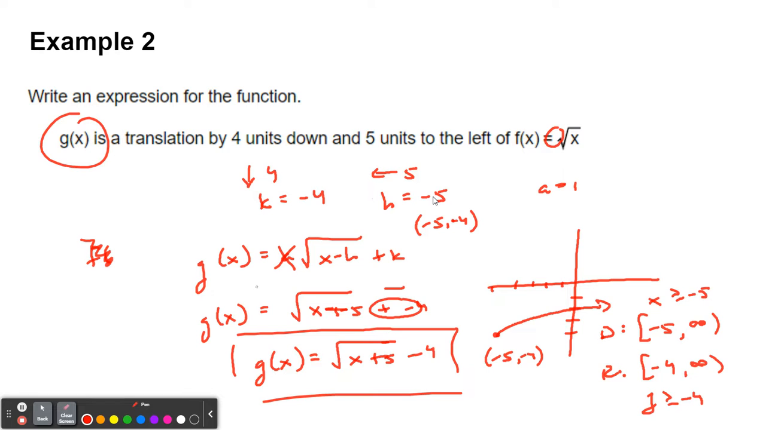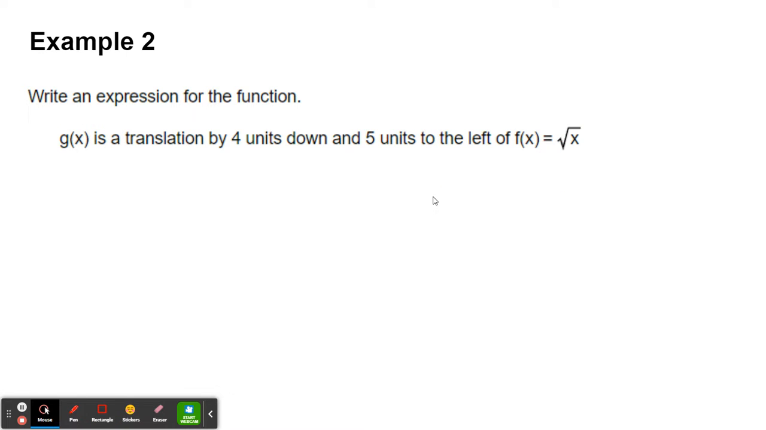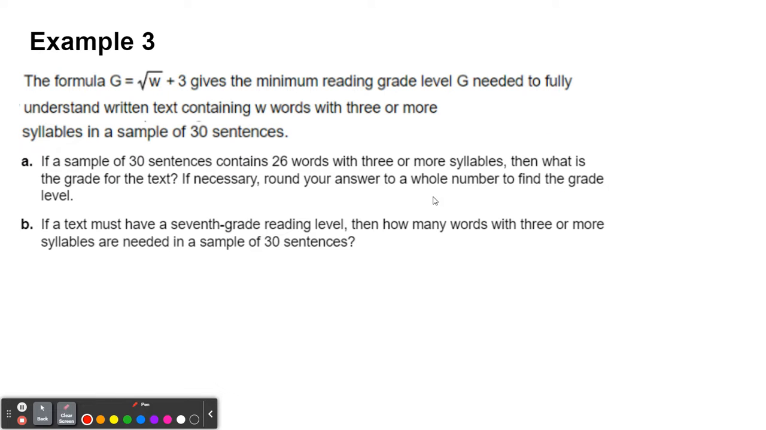Okay, last but not least, example 3 is a little word problem here. It says the formula G equals square root of W plus 3 gives the minimum reading grade level G needed to fully understand written text containing W words with 3 or more syllables in a sample of 30 sentences. If a sample of 30 sentences contains 26 words with 3 or more syllables, then what is your grade level? If necessary, round to the nearest whole number.